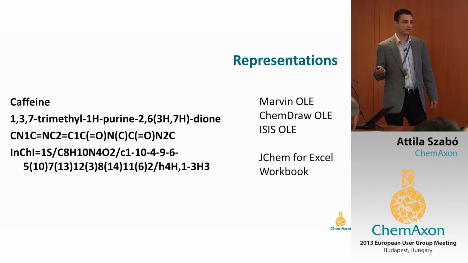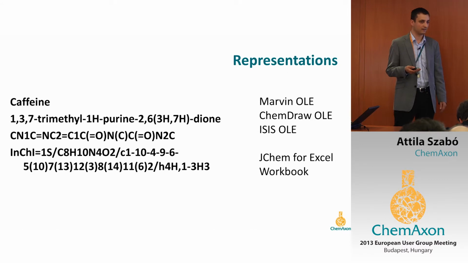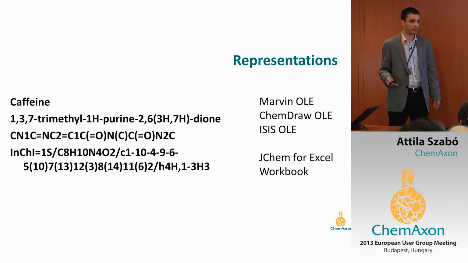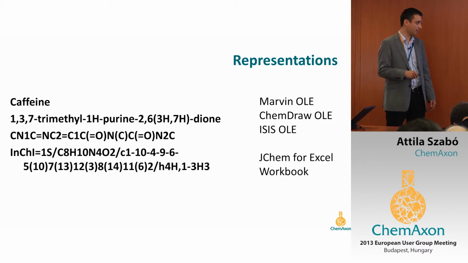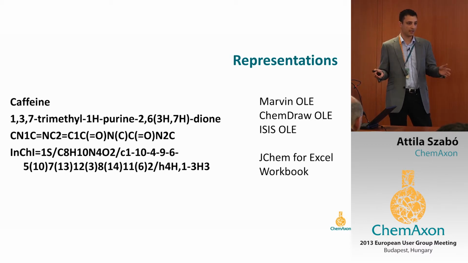But what exactly is found in these documents? Here you can see the representations that are searchable by JChem for SharePoint search. Whenever a chemical name appears in a document, like caffeine, a traditional name, or the IUPAC name, the SMILES and InChI, whenever they are mentioned in a document, it will become a hit in the JChem for SharePoint search results.